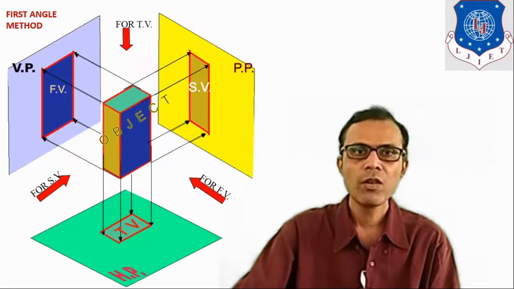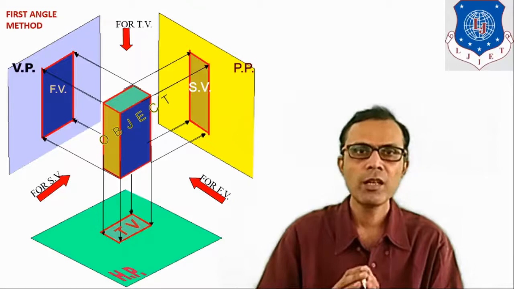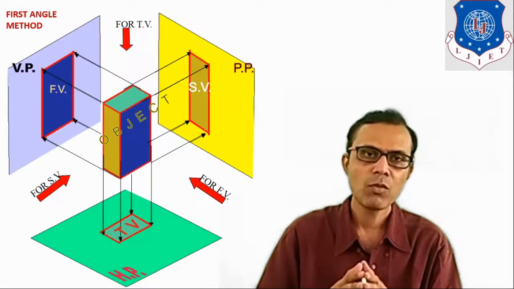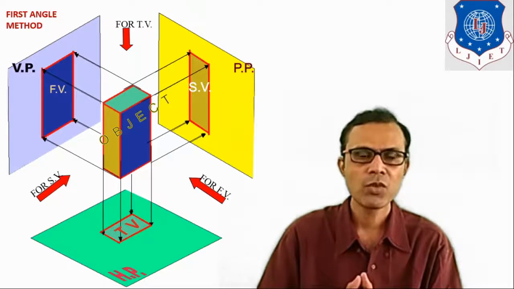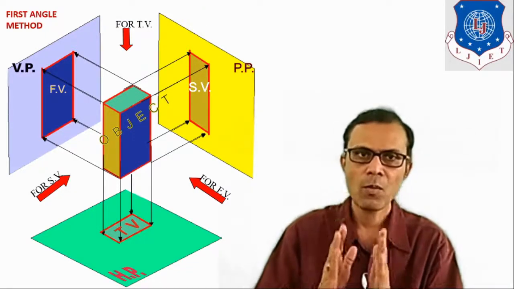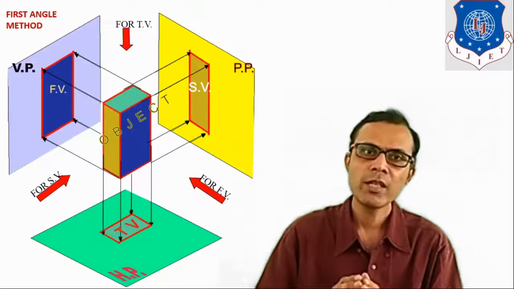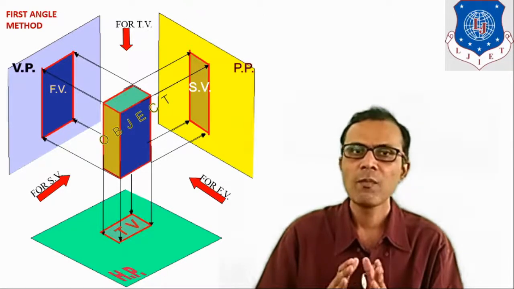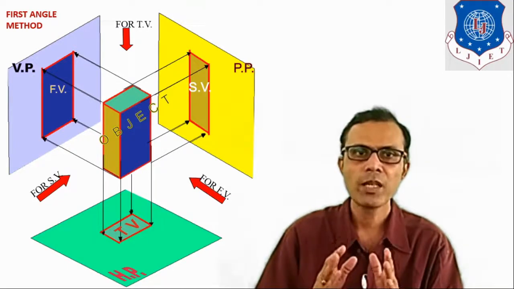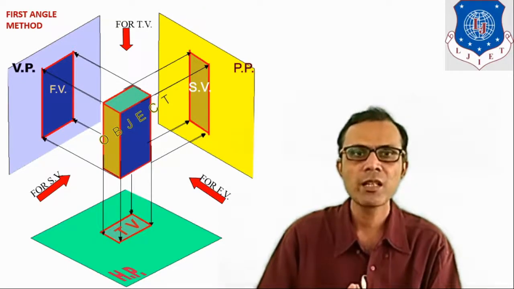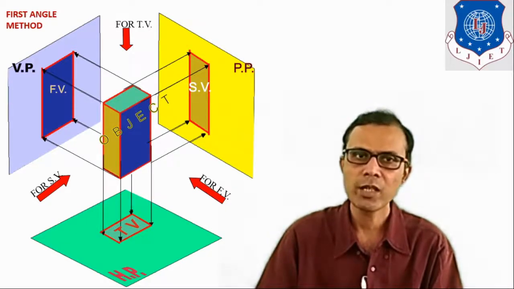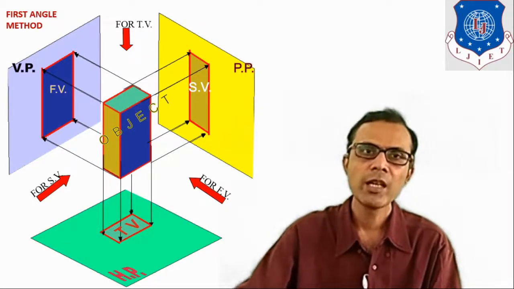Now we have to rotate HP in the clockwise direction. Here in this diagram, you can see it is a three-dimensional figure. But all the views in orthographic projection should be in a common plane. So it is decided that HP is to be rotated in the clockwise direction by 90 degrees. Always VP, the vertical plane, remains stationary, and with reference to VP, the rest of the planes are rotated. So HP is rotated in the clockwise direction.